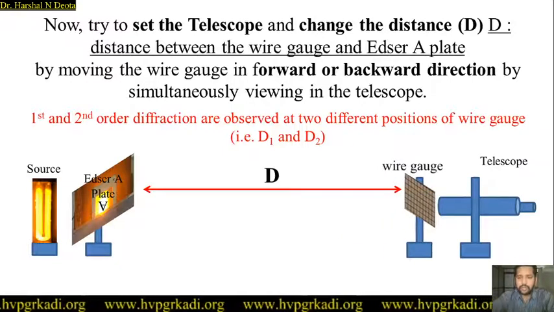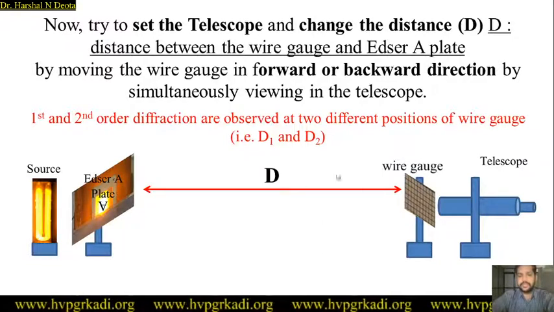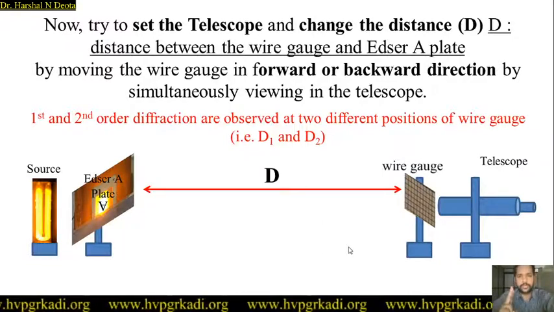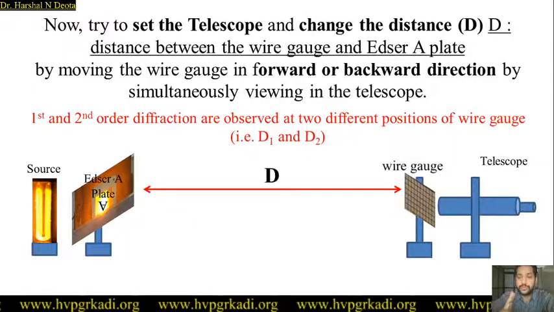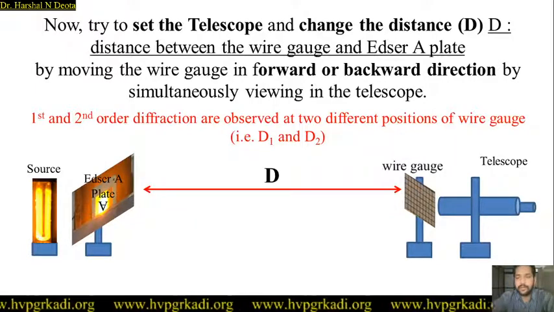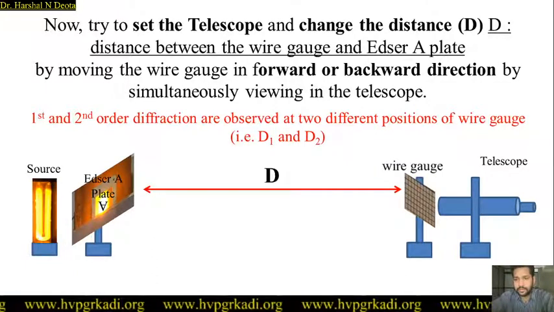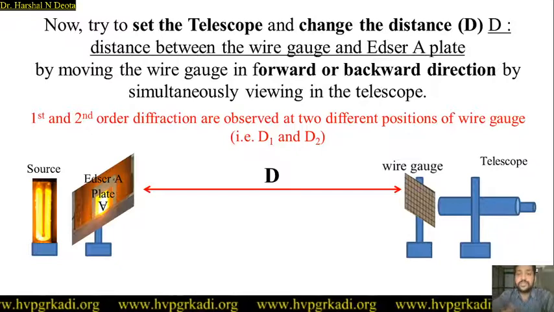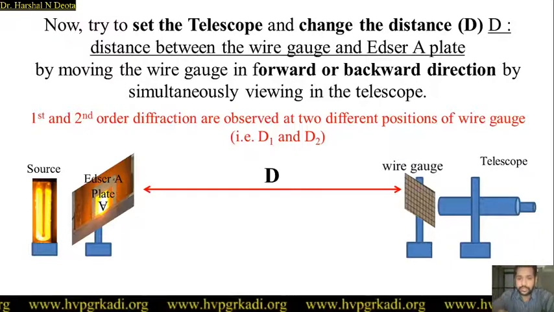Okay, so what will happen in this whole distance d? You will have 2 points. I'm just talking right now about 2 points where you will observe the first order diffraction pattern and the second order diffraction pattern, right? Now what will happen? What is this diffraction pattern? What is this order? And why only two positions?